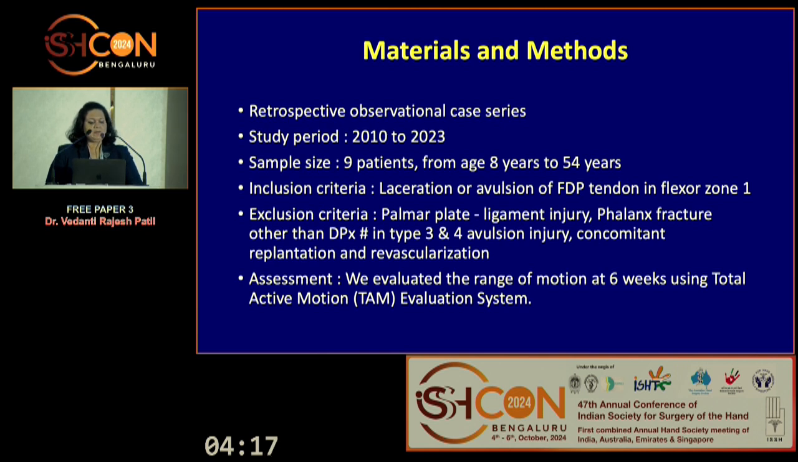This was a retrospective observational case series from 2010 to 2023, including 9 patients aged from 8 years to 54 years, including all the laceration and avulsion cases of FDP in the flexor zone 1. We excluded the palmar plate ligament injuries and phalanx fractures, obviously other than the ones which were involved in the type 3 and 4 avulsion injury, and concomitant replantation and revascularization. Our assessment was done using the total active motion evaluation system.